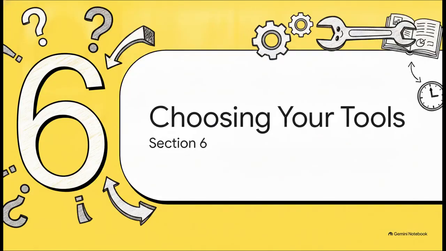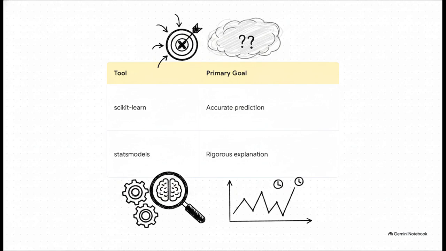Let's wrap things up with Section 6, Choosing Your Tools. This decision represents a meaningful choice you'll likely need to make repeatedly throughout your career. Here is the framework. Choose scikit-learn whenever your primary goal is accurate prediction on unseen data, and you don't necessarily care about understanding exactly why your model works the way it does. On the flip side, choose Statsmodels whenever you need to understand and rigorously explain the underlying relationships present directly within your data, or whenever you're working directly with time series data.